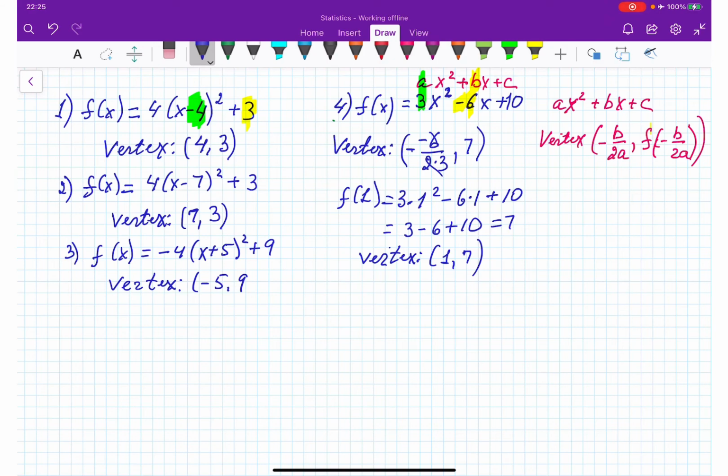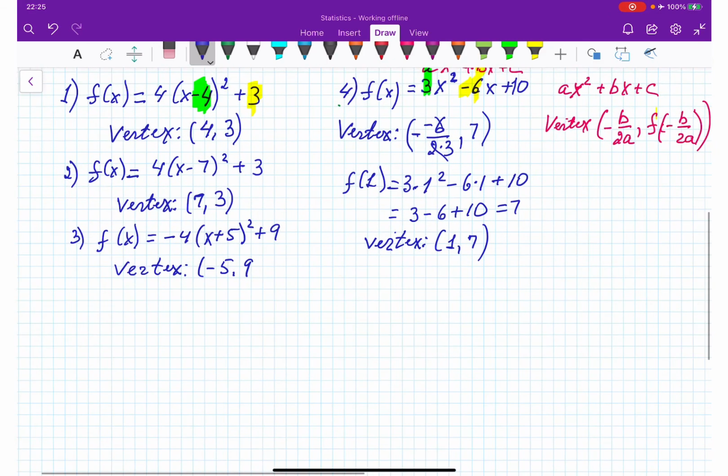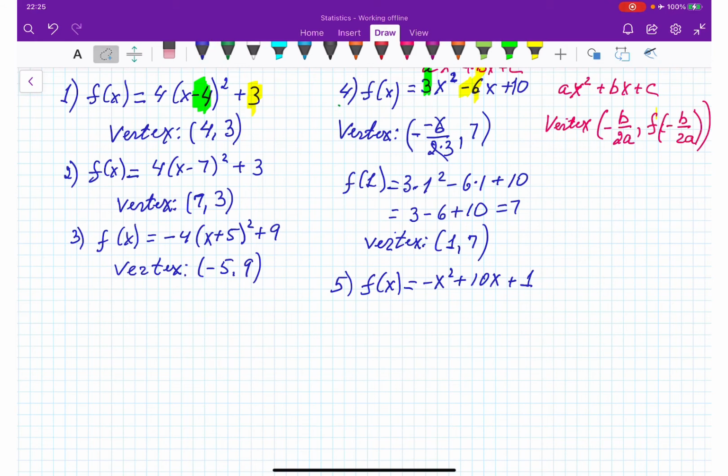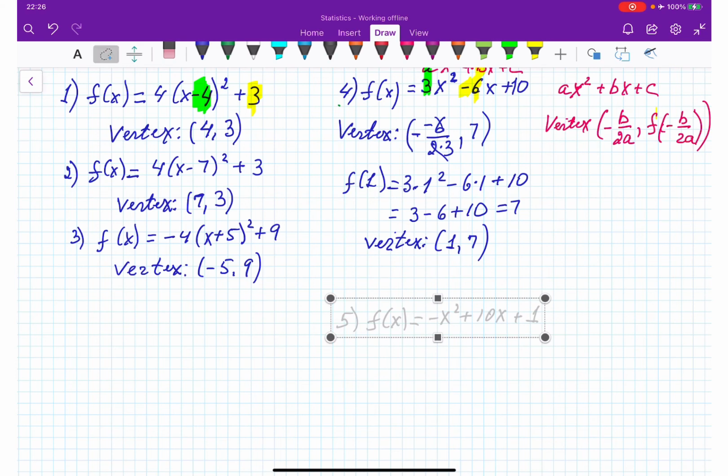Next one. Question number 5. We have f of x is equal to negative x squared plus 10x and plus 1. Okay. Let me move a little bit down so I can, there we go. So I have ax squared plus bx plus c.